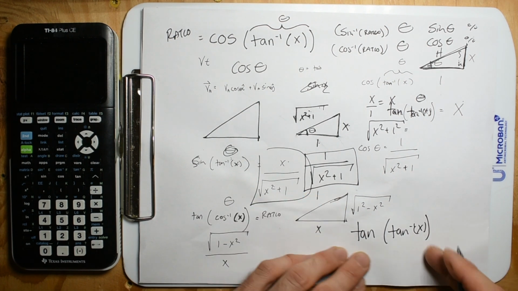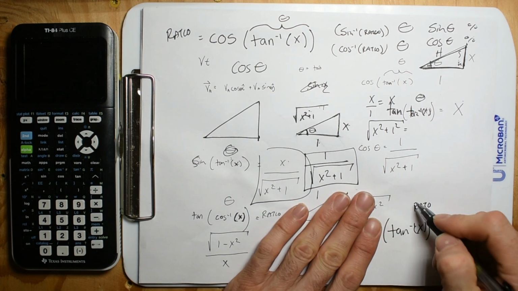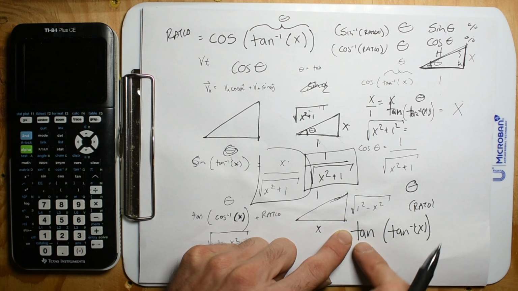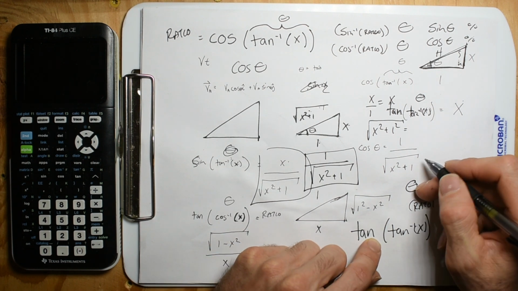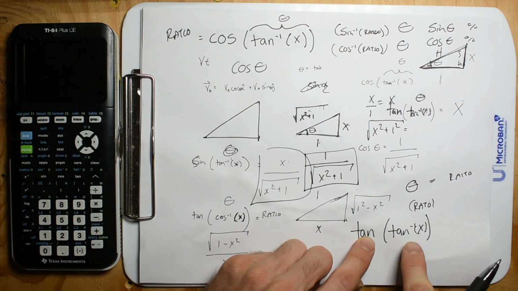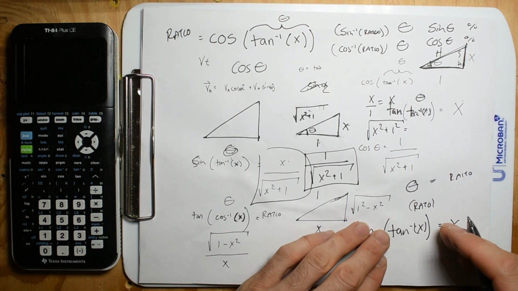This is something that you commonly do. If this is the ratio, but you're taking the inverse tangent of it, this is going to give you the angle. But if we take the tangent of that angle, that's going to give us the ratio again. So basically, tangent of inverse tangent of x should be x. So how do we prove that?